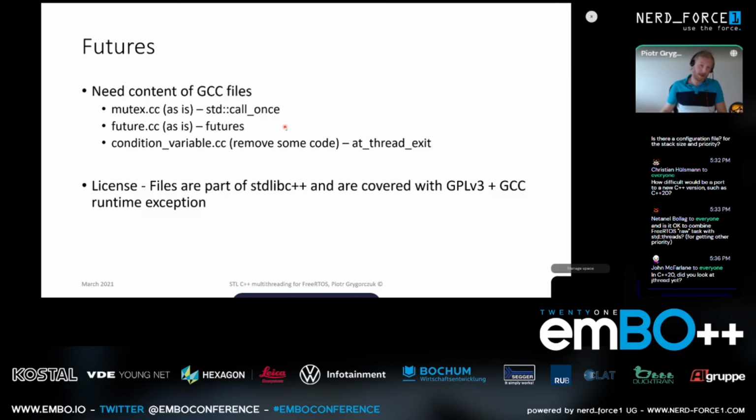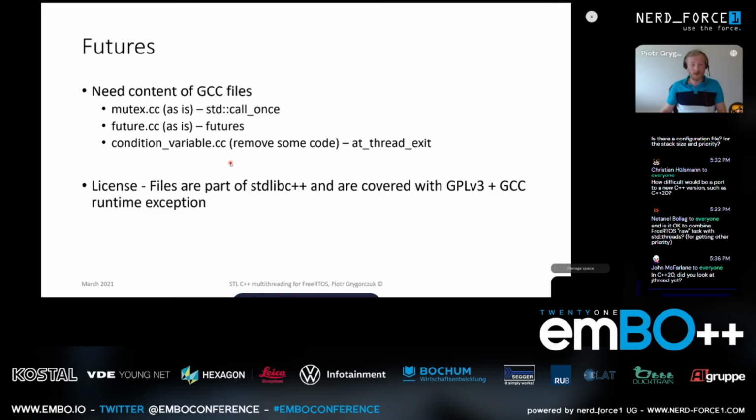And then I realized that if I include those three files, mutex.cc, future.cc, and condition_variable.cc, directly in my code, it works. So all the implementation was there, and it was just basically missing from the build. But then I had a dilemma about the license, so I didn't want to release my library with GPL v3, which is the case for the GCC compiler.